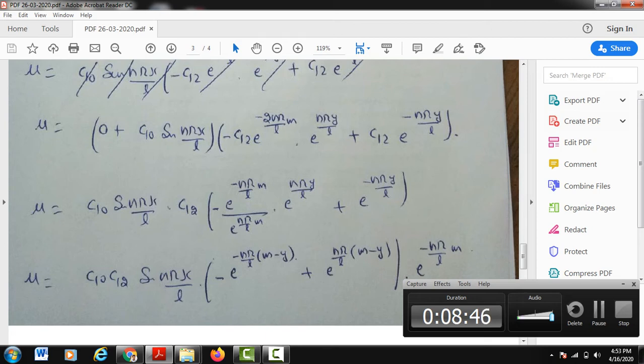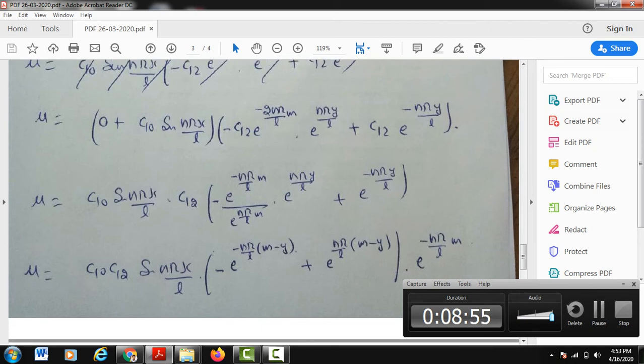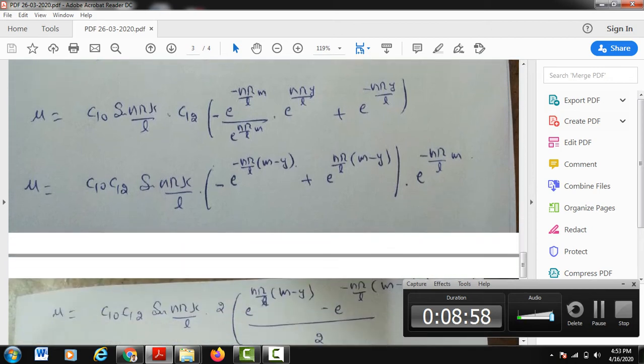This factor can be broken into these two parts, multiply e to the power n pi y over L, e to the power minus n pi y over L. I am just taking C12 as the common factor. So it becomes C10 C12 sin n pi x over L times e to the power minus n pi over L (m minus y). If I solve these two factors, I am taking n pi over L as common with the negative sign, so inside I have only m minus y, plus e to the power minus n pi over L (m minus y).